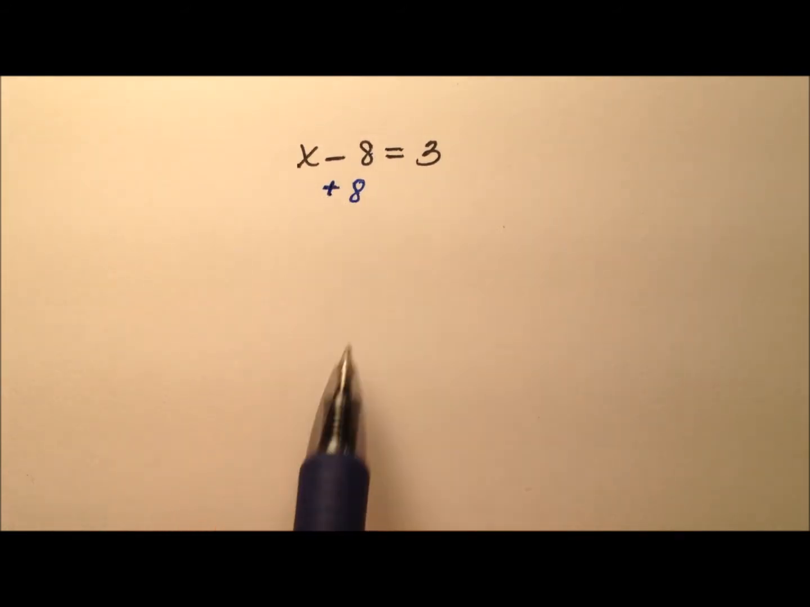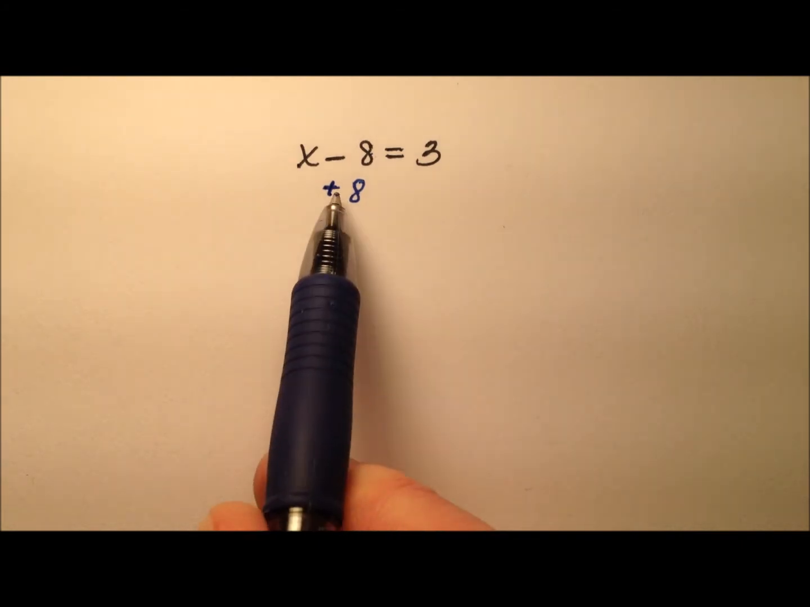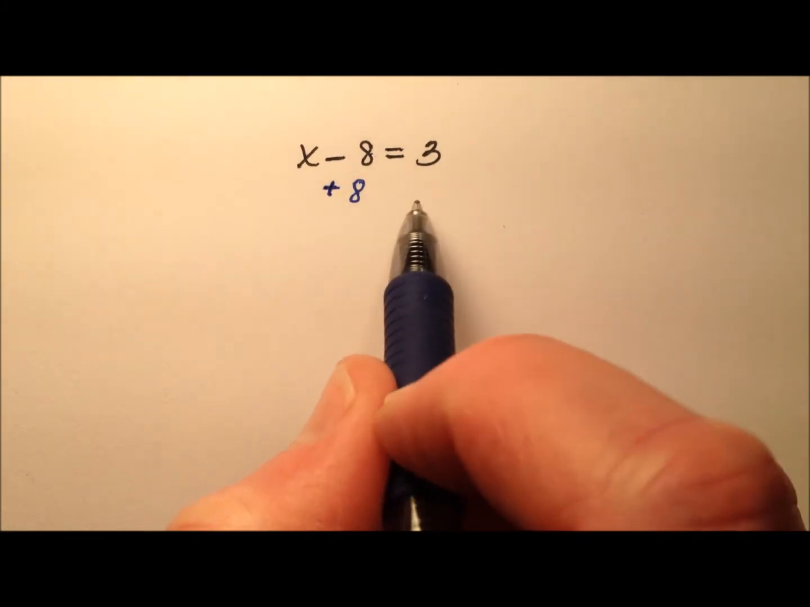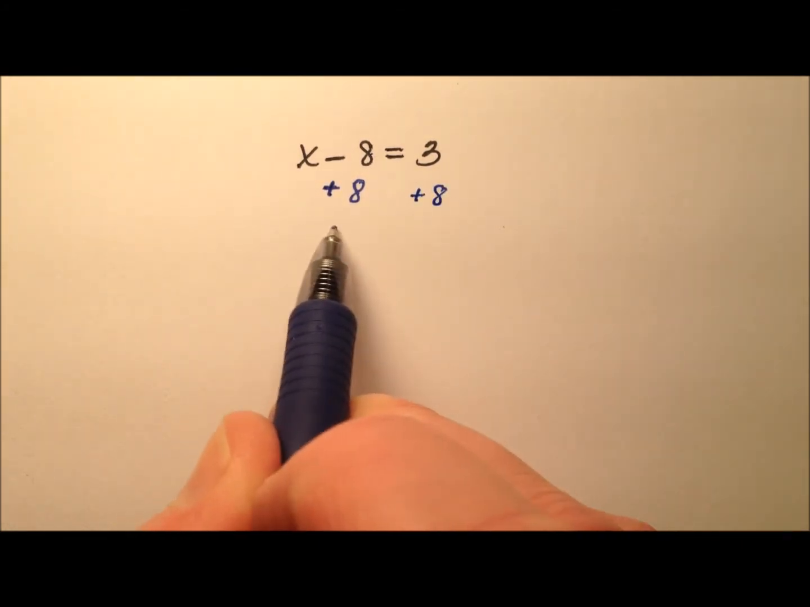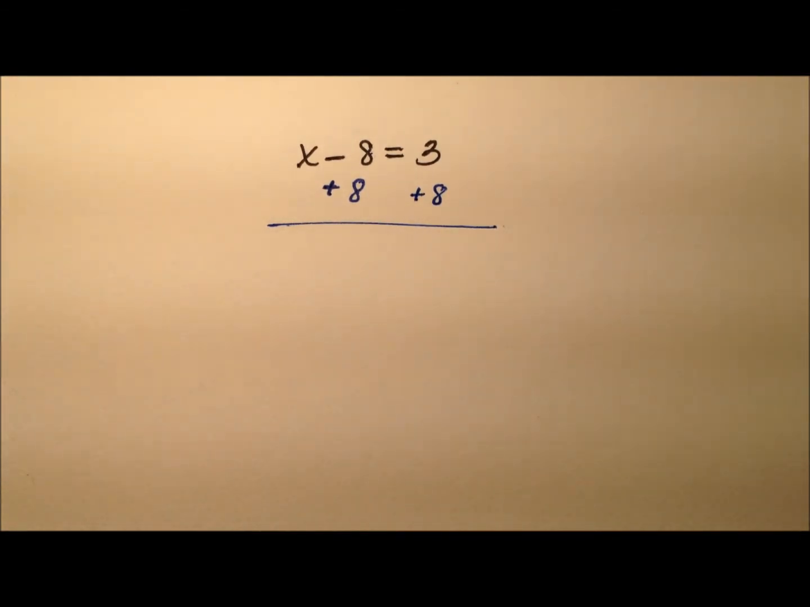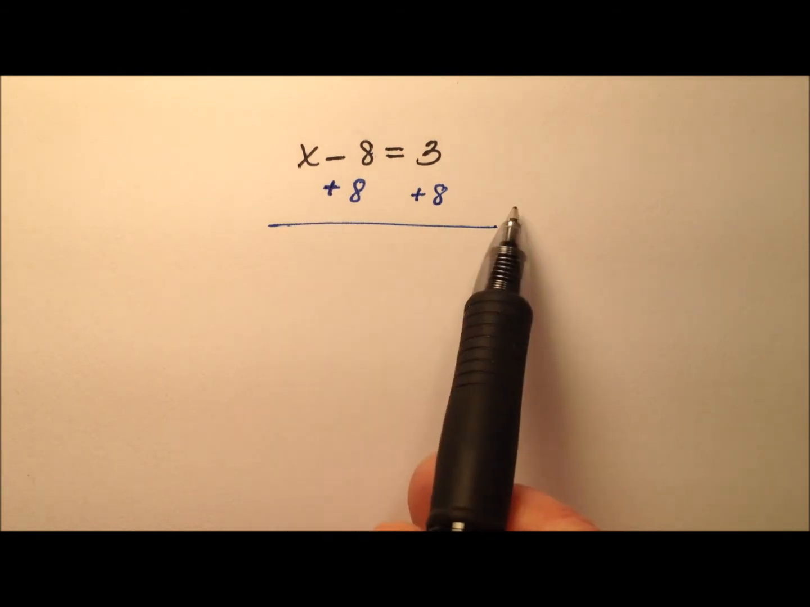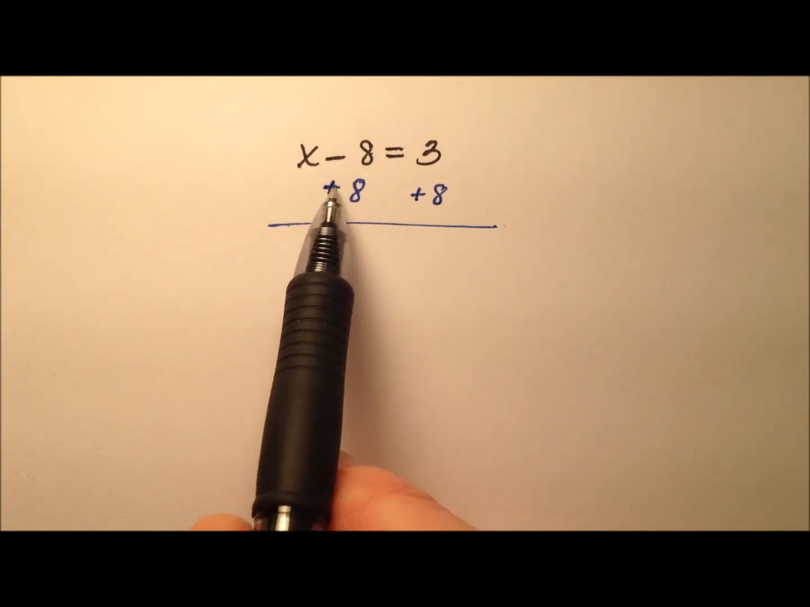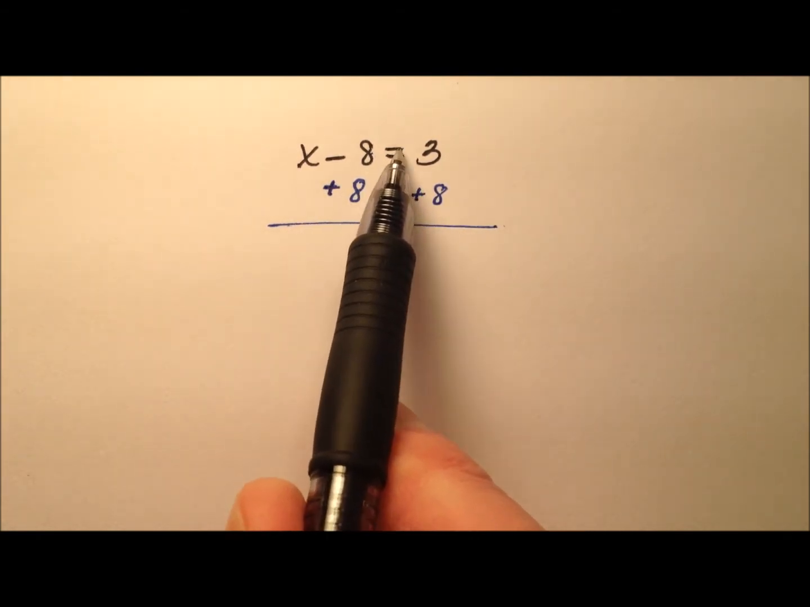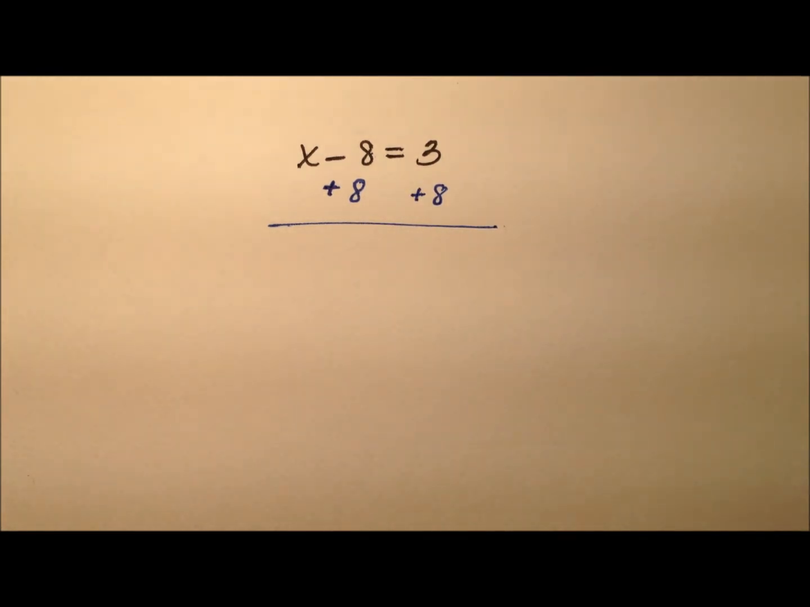subtraction and add 8. But of course, whatever we do to one side of the equation, we must also do to the other side of the equation to keep everything nice and equal. So what we've done here is use the addition property of equality, which states that when you add the same value to both sides of the equation, everything stays nice and equal.